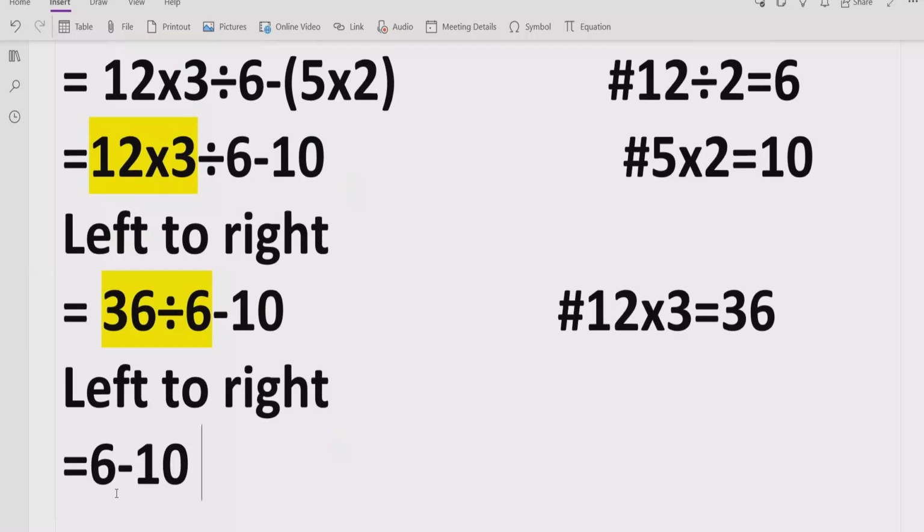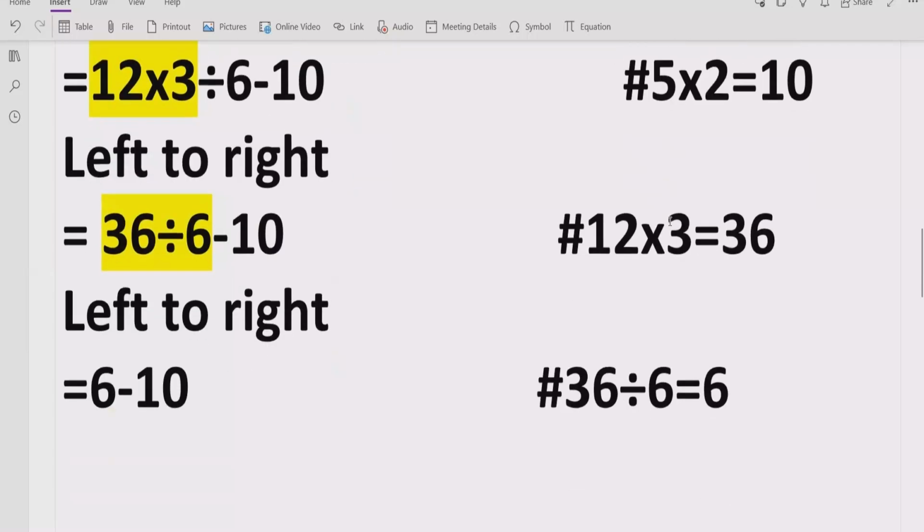So we will solve 36 divided by 6, which equals 6, and minus 10 we will write as it is. And here we will have 36 divided by 6 equals 6. Now, we have two terms which are subtracting each other. So we will just subtract them and the answer is 4, not 4. We have the minus sign with the larger number, which is minus 10. So we will write minus 4. So the answer of the given expression is minus 4.